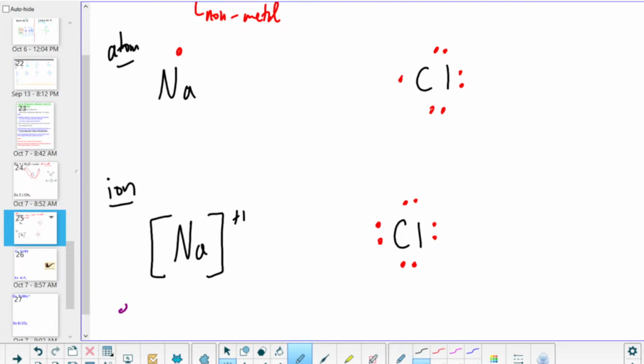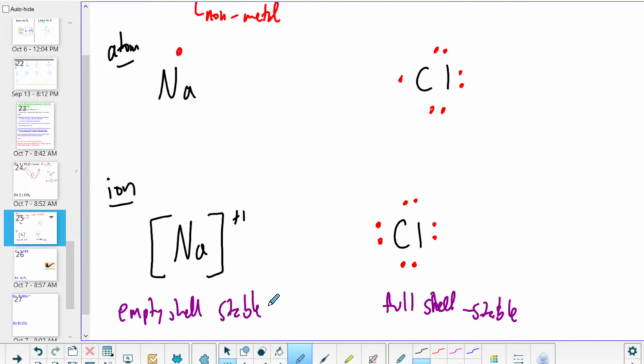So empty shell, full shell, stable. Because it's minus 1. Here is where this diagram comes in helpful. He gave it a negative. What happens is this electron can go over and land right there. He added the negative charge.